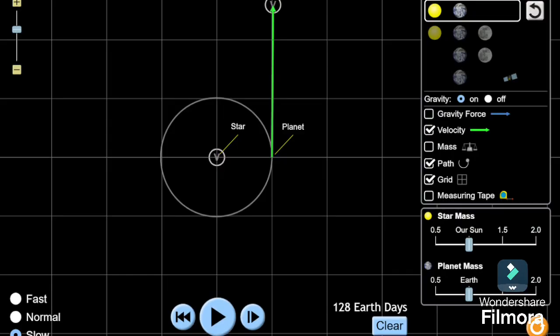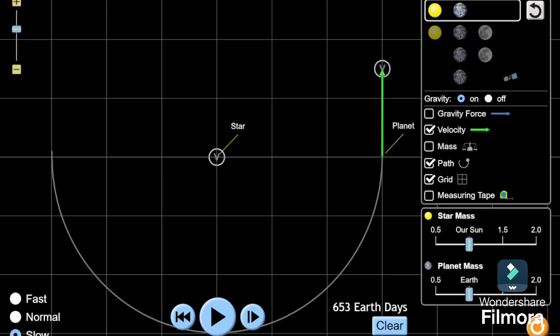Lastly, each unit in the following grids will represent 0.5 astronomical units. Here's a summary of the data gathered.